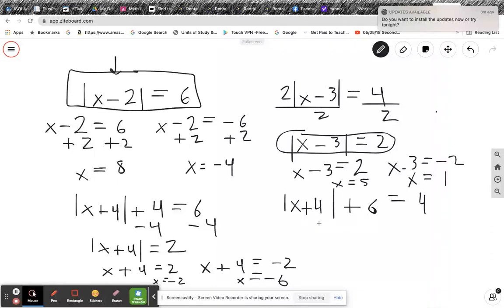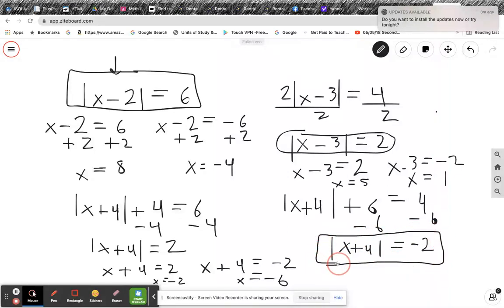Now, the reason why I brought up this last one is because everything looks fine until we move that 6. Now, what happened? Why is something wrong? Well, because we have the absolute value of x plus 4 is equal to a negative 2. And it's important to think about these things as you go on, because here we have a problem. Anything that I put in for x, once it comes out of that absolute value, is going to be a positive number. There's no way it could ever be negative 2.